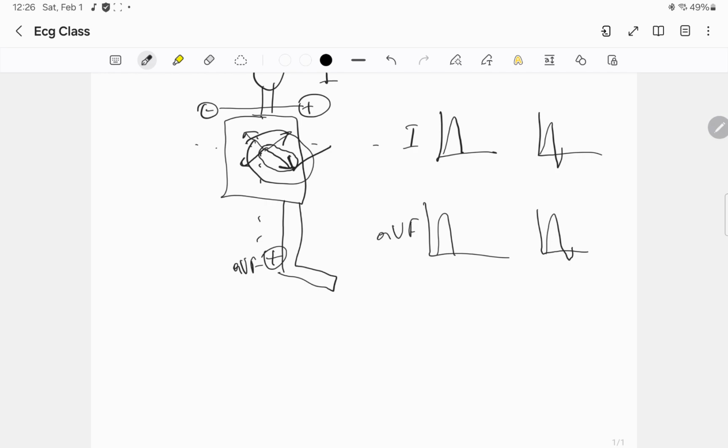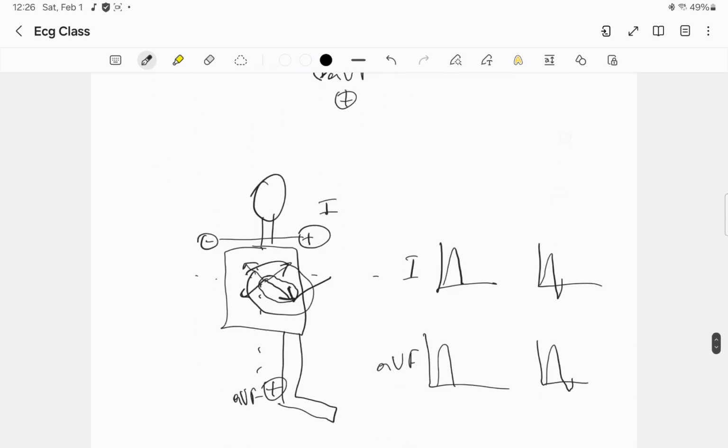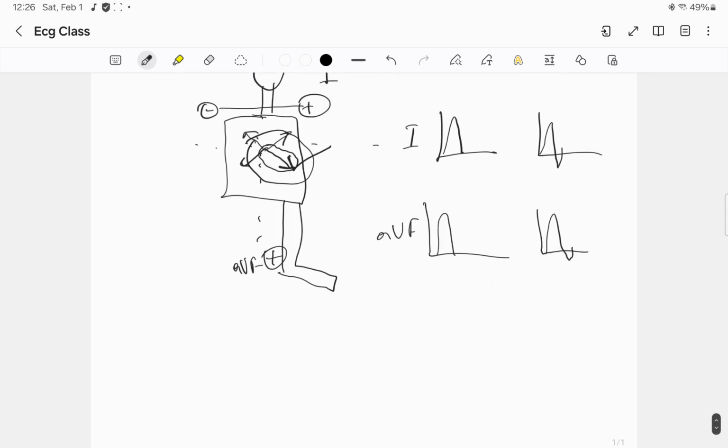And to summarize again, if an impulse is going towards lead 1, you'll get a positive wave, and if it's going away from lead 1, you'll get a negative wave, right? If it's going towards AVF, you'll get a positive wave, and if it's going away from AVF, you'll get a negative wave, right? So we can look at an ECG, for example.